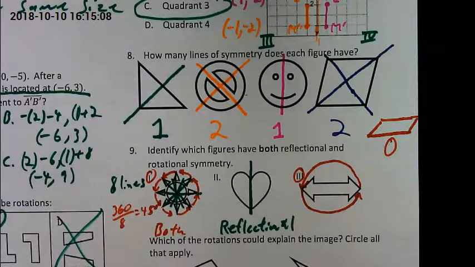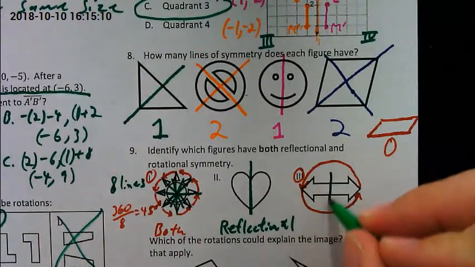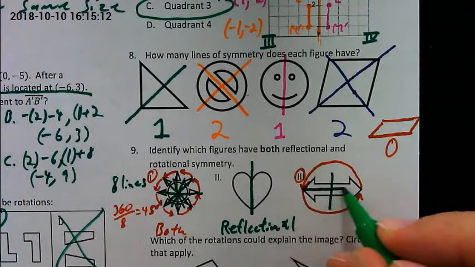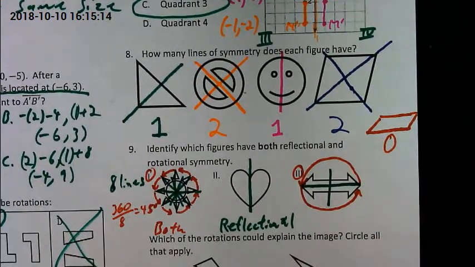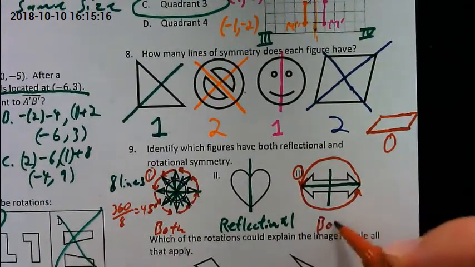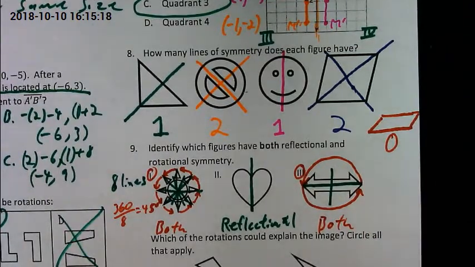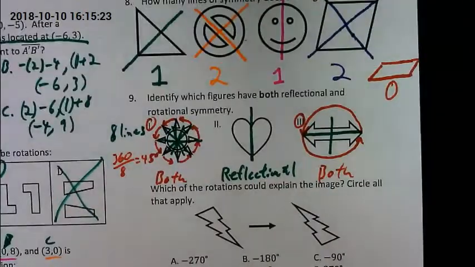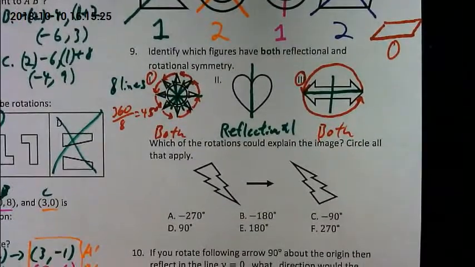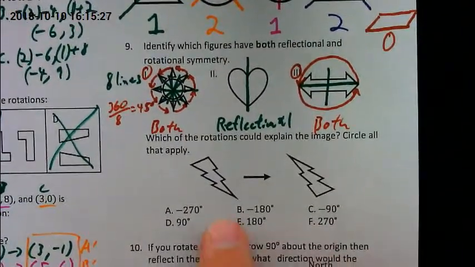Right? And I also have reflections, 2 separate lines of reflection. So this does have both. So 1 and 3 had both. Now, on the second part of 9 there, you have this lightning bolt.